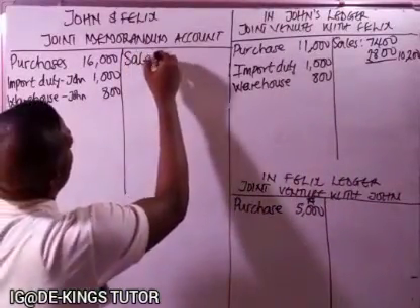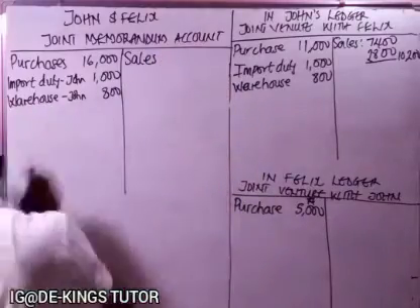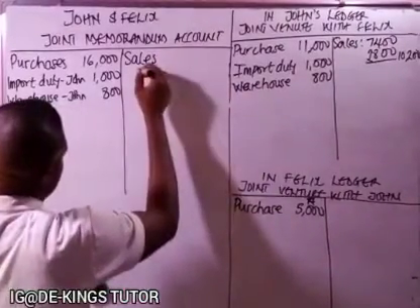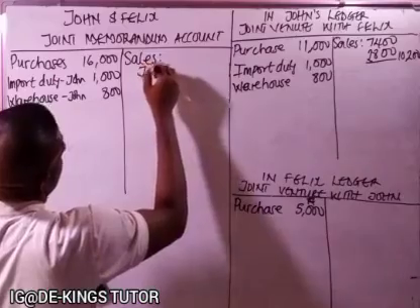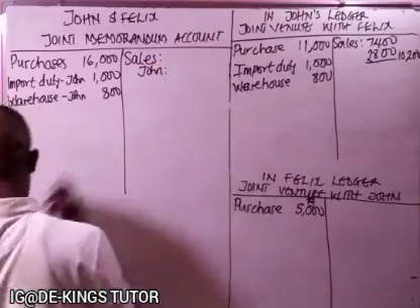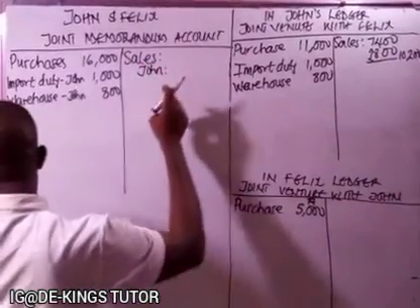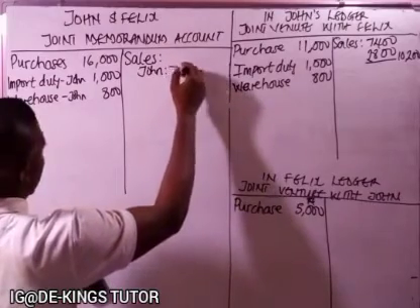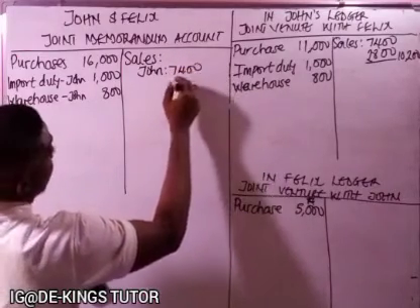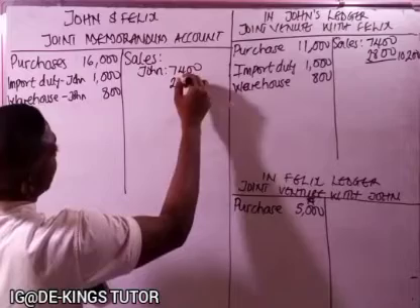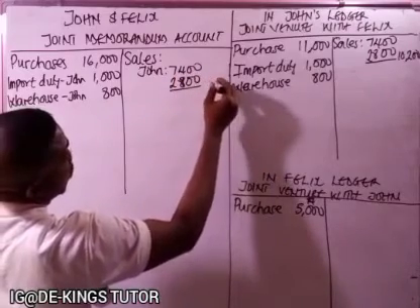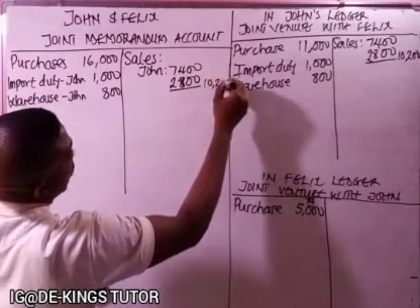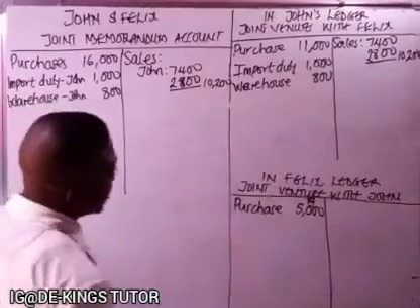Okay, now we'll come to the joint memorandum account. Now we'll have our sales. Now we'll have sales here for John. For John, we'll have 7,400 and 2,800, which will give us 10,200, and that's their sales.